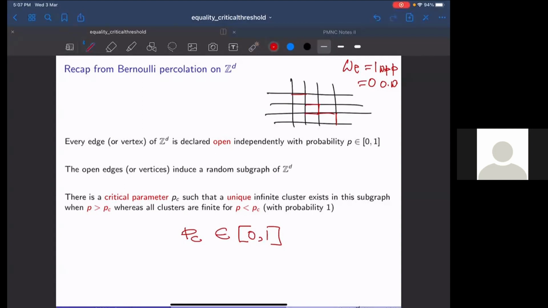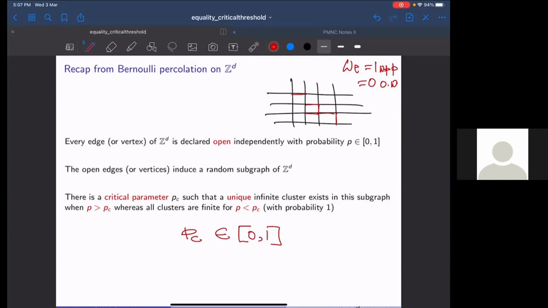Okay, so let me fix the terminology. When I say cluster, I mean a connected set, a connected component. And again, it's connected in the open subgraph that you obtain by performing this experiment. So with probability 1, below p_c you have no infinite cluster, and above p_c, with probability 1, there is an infinite cluster.